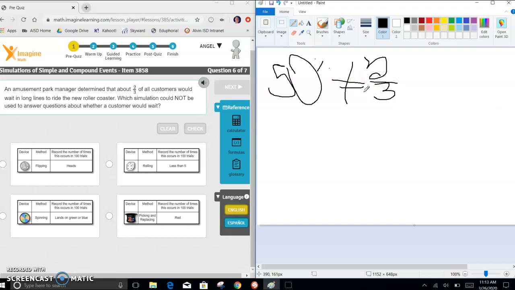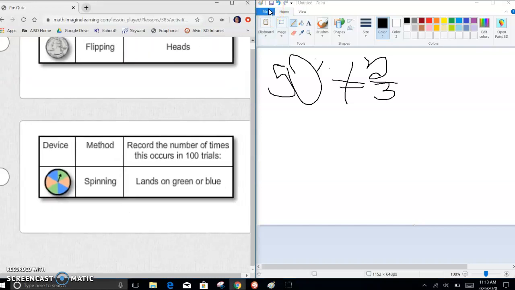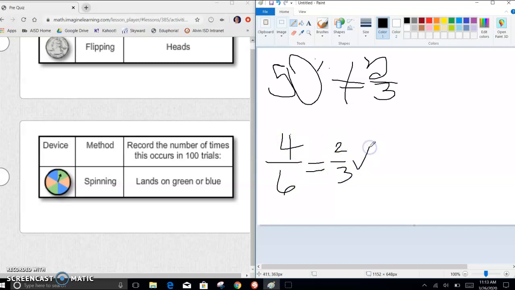This works so much better when I do it with my finger. But anyway, so that's the first one. And then this one over here, it says landing on green or blue. So there's 2 blue and 2 green, so that means 4. And then there's 2 that looks like a yellowish or orangish color. So it's 4 plus 2 is 6. So that's going to be 4 out of 6, which reduces to 2/3, and that checks out.